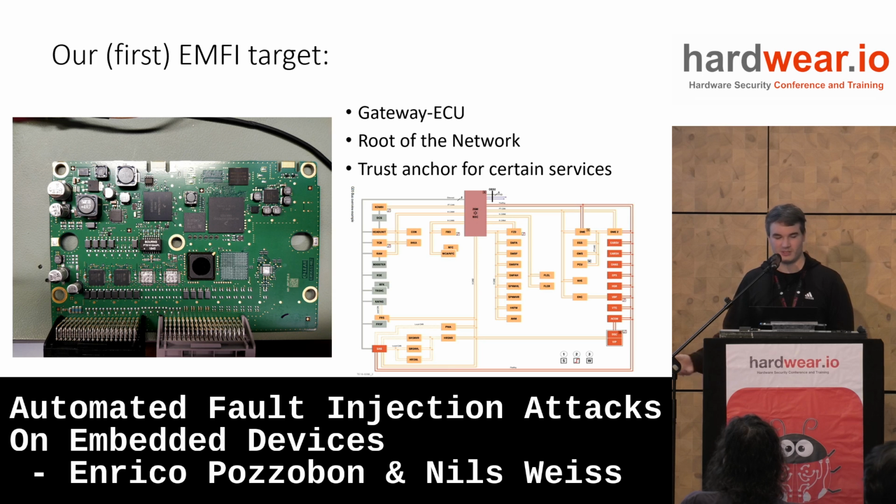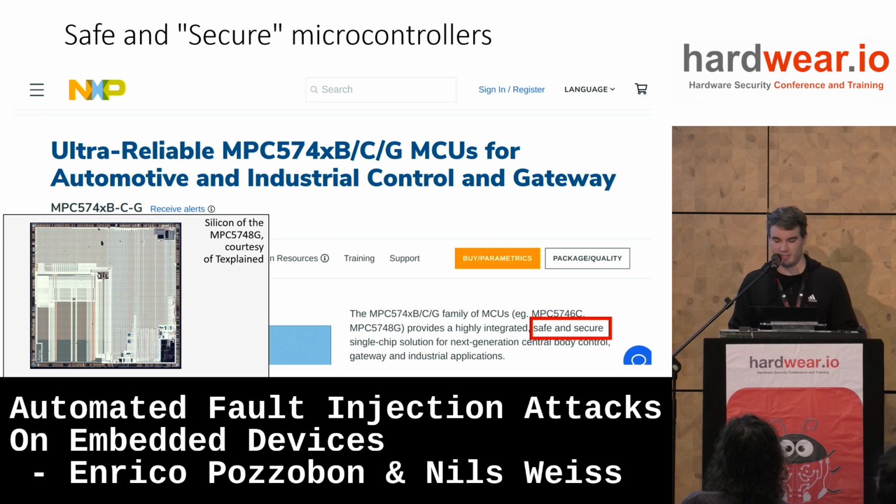The first time we tried to do some electromagnetic fault injection, we were targeting this gateway ECU from a popular German car manufacturer. It's the root of the network, it decides where all the packets go, and it is also the trust anchor for certain services like timing, and part of the trust anchor for the immobilizer as well. So it's quite a high-value target, and the main processor, the processor that does a lot of the work here, is this MPC5748G by NXP.